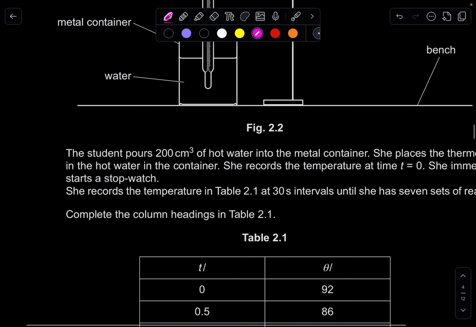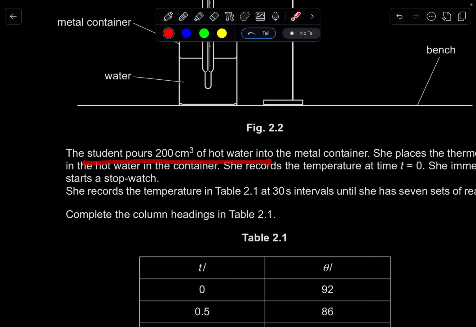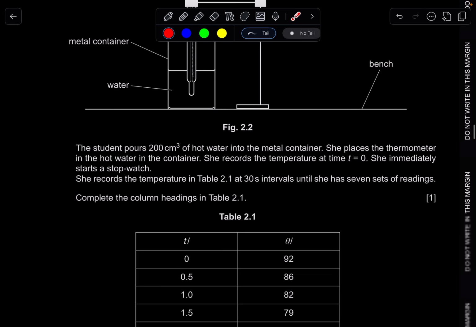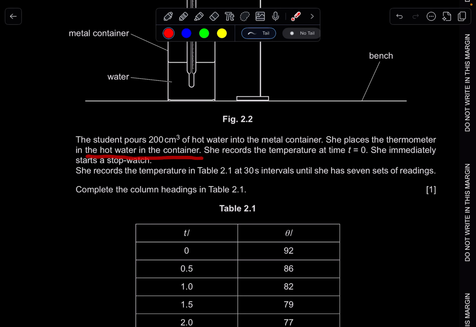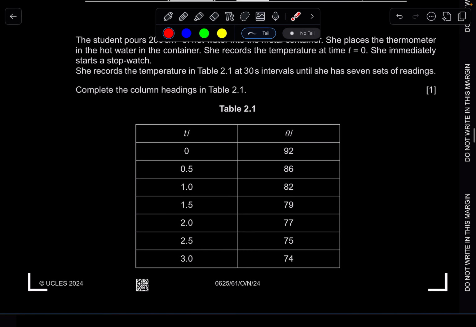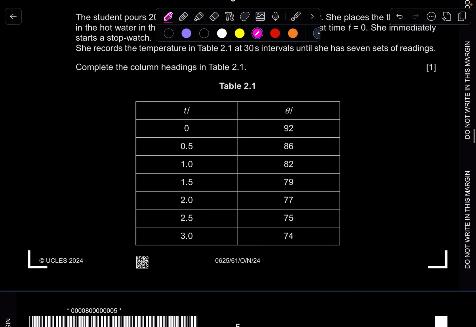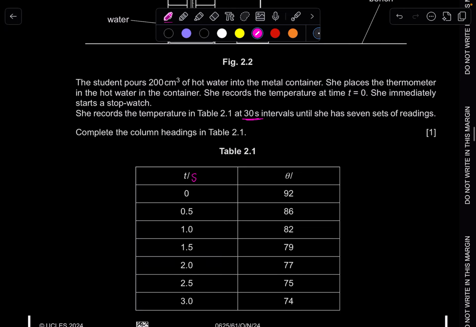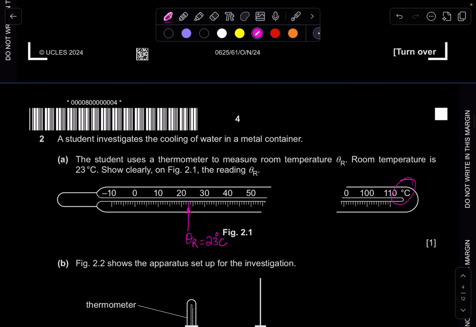Then in part B, a student pours 200 centimeter cube of water into the metal container. She places the thermometer in the hot water in the container. She records the temperature at time 0 and immediately starts a stopwatch. She records the temperature in table 2.1 after 30 second intervals. Okay, we have to complete the headings in table 2.1. Okay, so this is time, so time is measured in seconds. Okay, that is given as well, and this is the temperature, so it is measured in degrees Celsius.